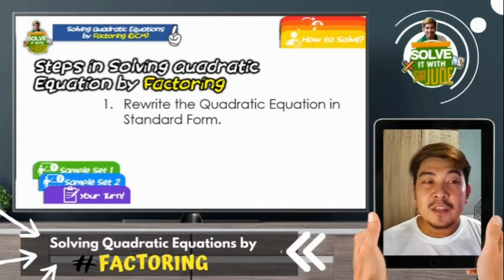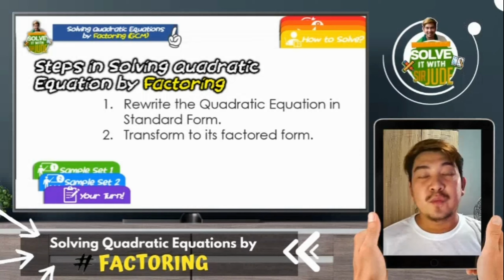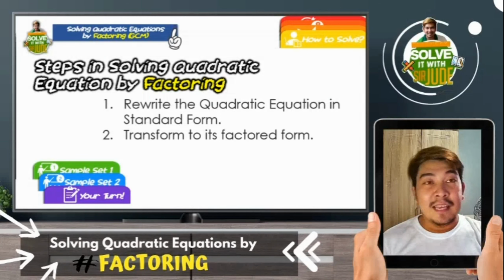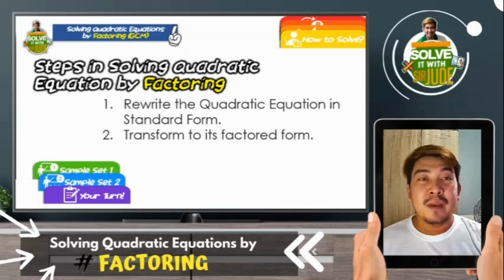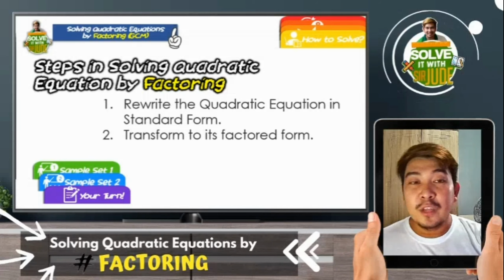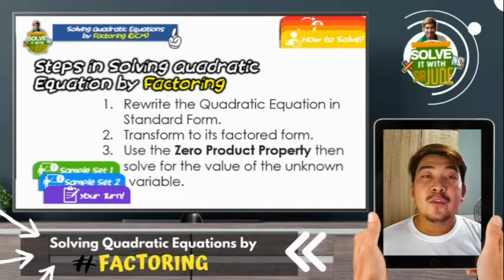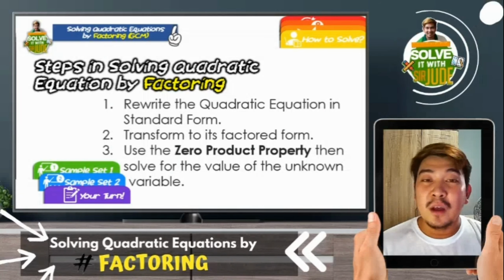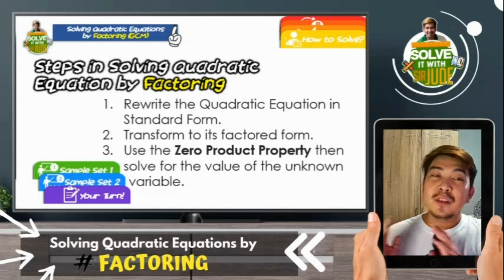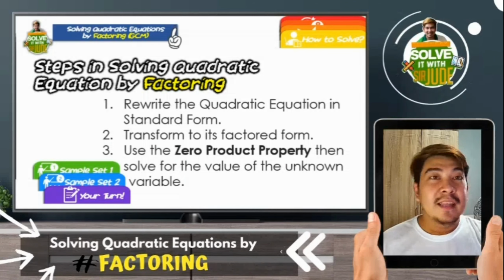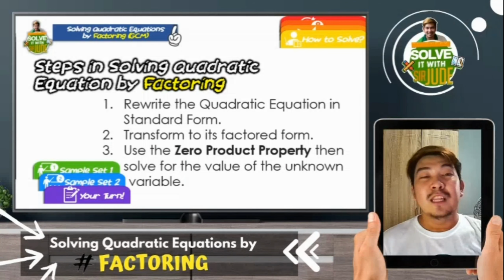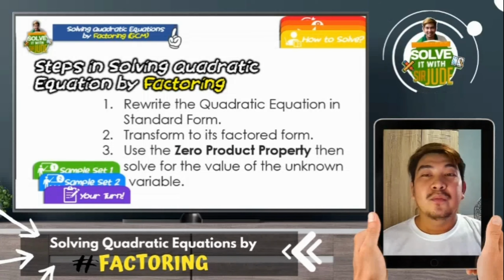For the second one, we should transform the quadratic equation into its factored form. Depende sa equation kung papaano natin siya maifa-factor using factoring techniques. And then for the third one, we need to use the zero product property, yung property na diniscuss natin kanina. And then we need to solve for the unknown value of the missing variable.